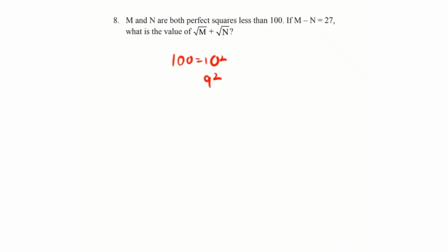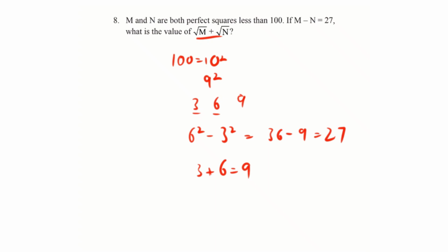And as such, just looking through the multiples of 3 that are possible square roots of m and n, we see that 3 and 6 work because 6 squared minus 3 squared equals 36 minus 9 equals 27. So we can then just plug that in and get 3 plus 6 equals 9.